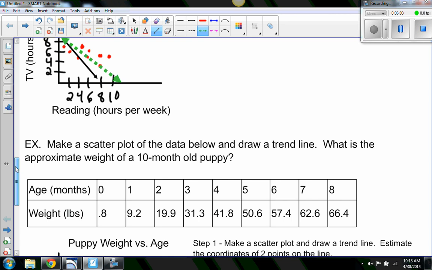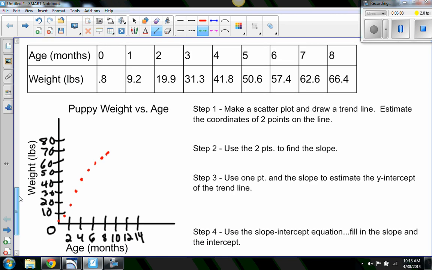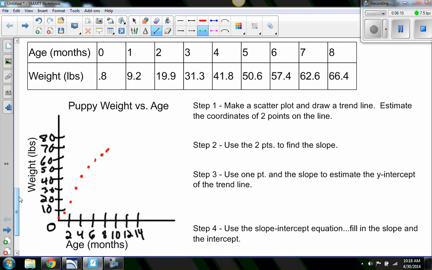So here I already have my dots plotted on the scatter plot. I already have my points in here off of this table. And then I have my steps drawn in over here. I have part of the information there, and I'm going to be adding some as we go. So step 1 says, make a scatter plot and draw a trend line. I made the scatter plot. I have not drawn the trend line yet.